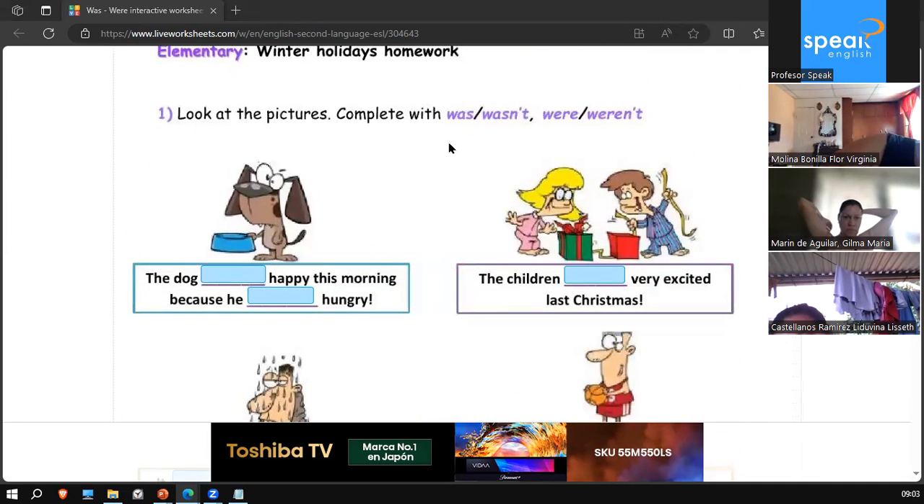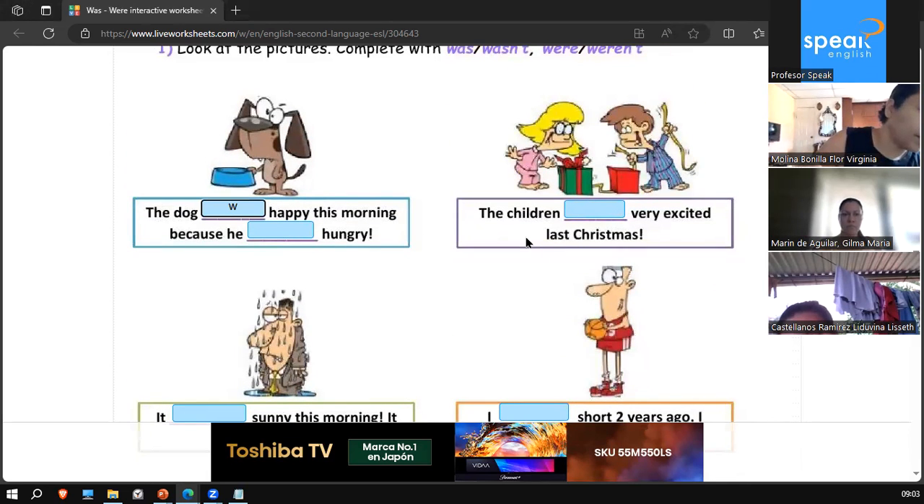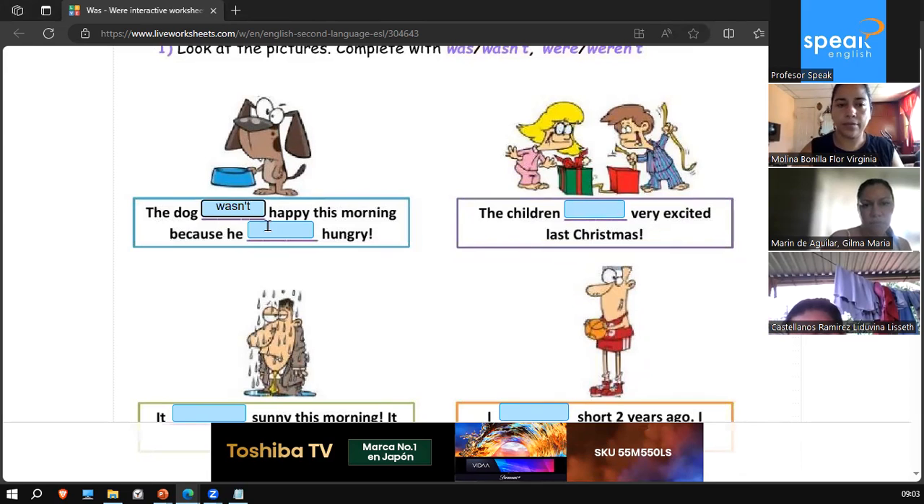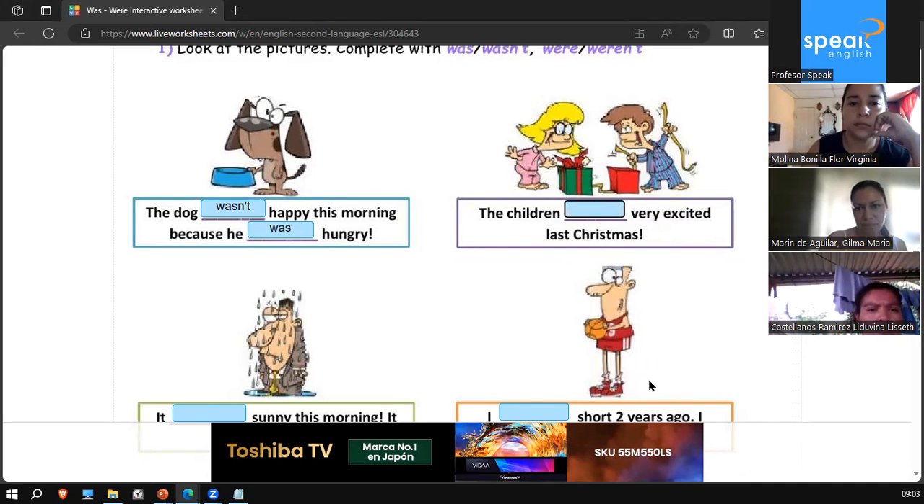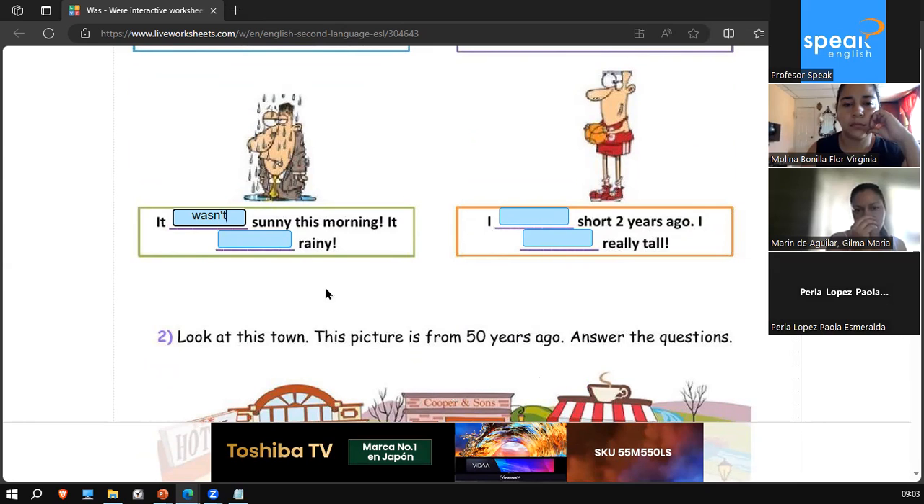It says, look at the pictures and complete with was, wasn't, were, or weren't. So, what do you think? The dog was or wasn't? Wasn't. Wasn't happy this morning. Because he was hungry. The children were very excited last Christmas. It wasn't sunny this morning. It was rainy. I wasn't short 2 years ago.